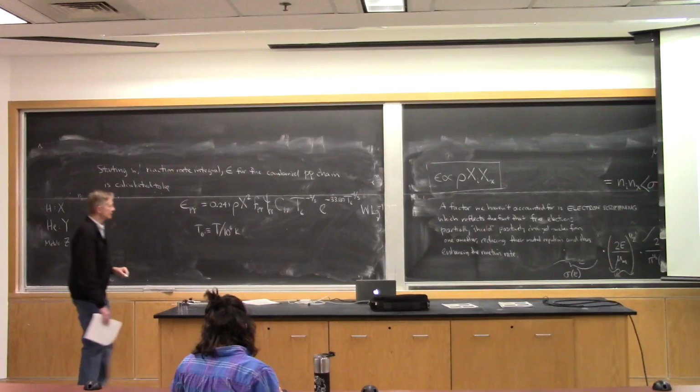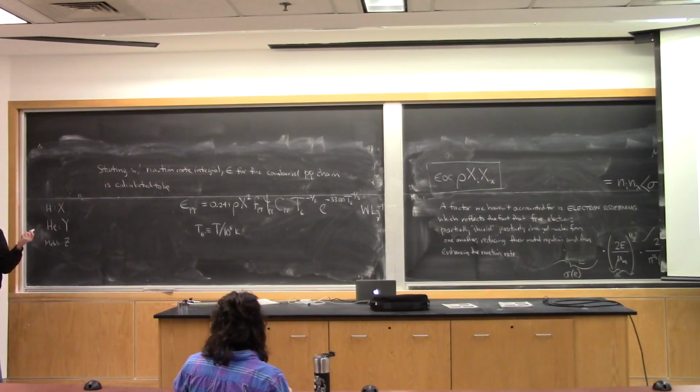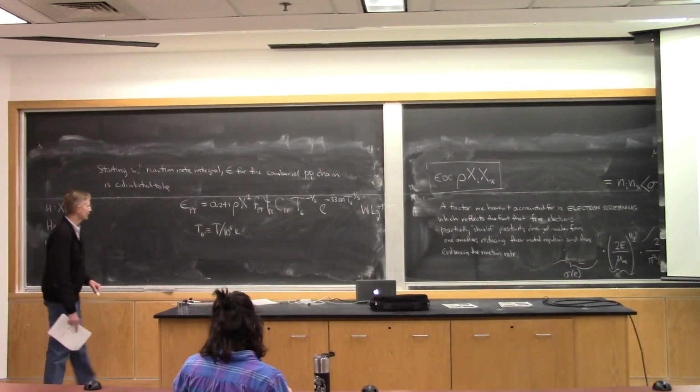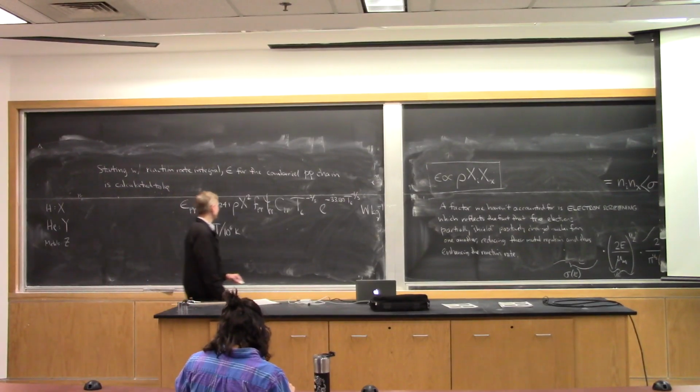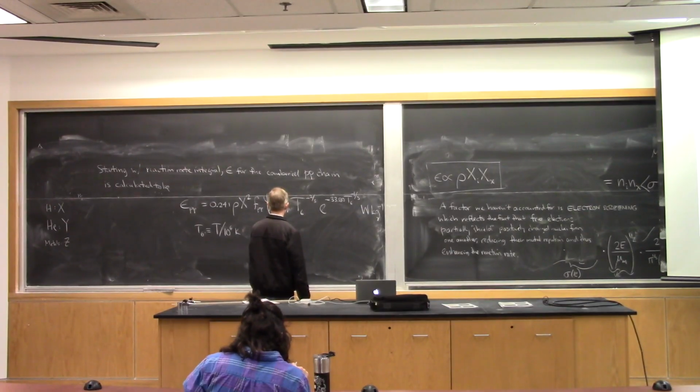T sub 6 means the temperature over 1,000,000 Kelvin. So in other words, if the temperature is 16 million Kelvin, T sub 6 would be 16, for example. So it's just scaling the temperature, expressing the temperature in terms of millions of Kelvin. So in general, T sub n is T over 10 to the nth power Kelvin.